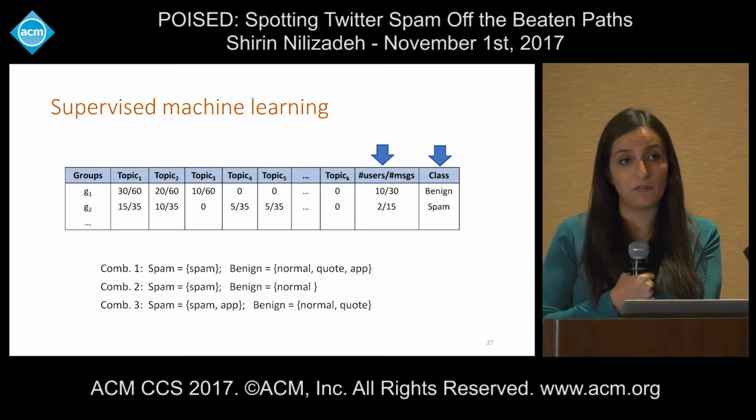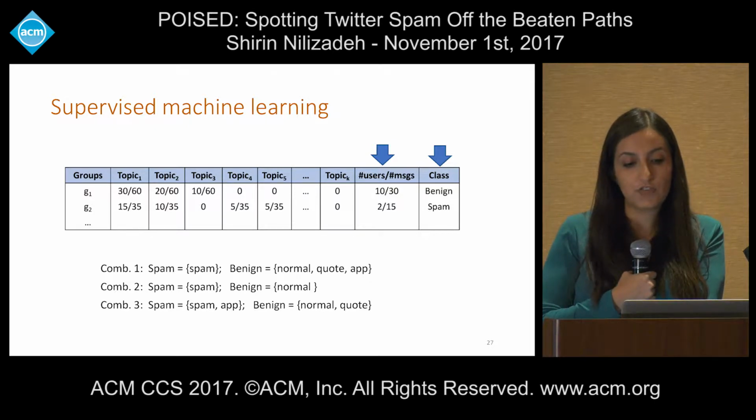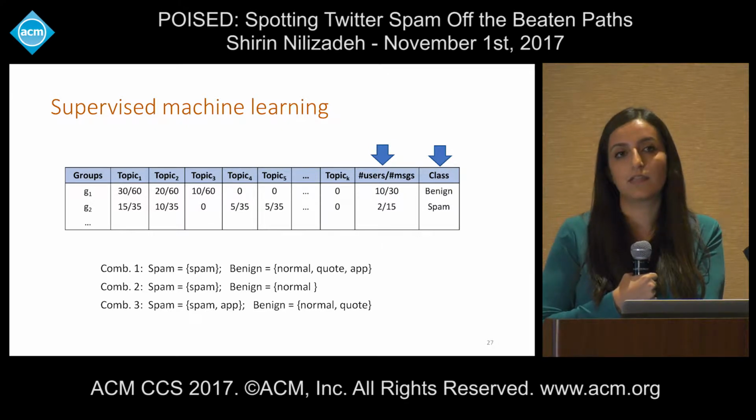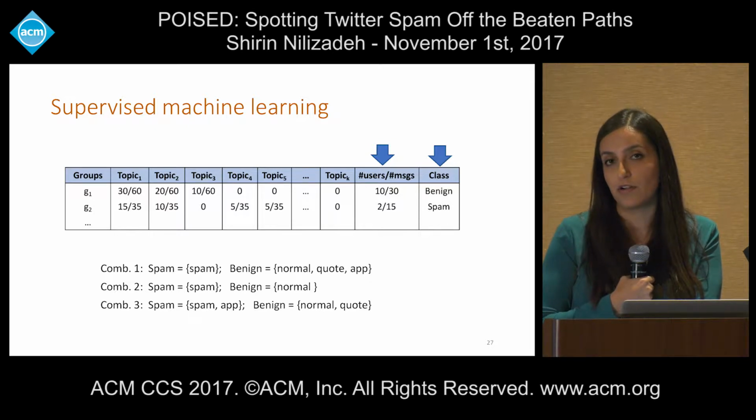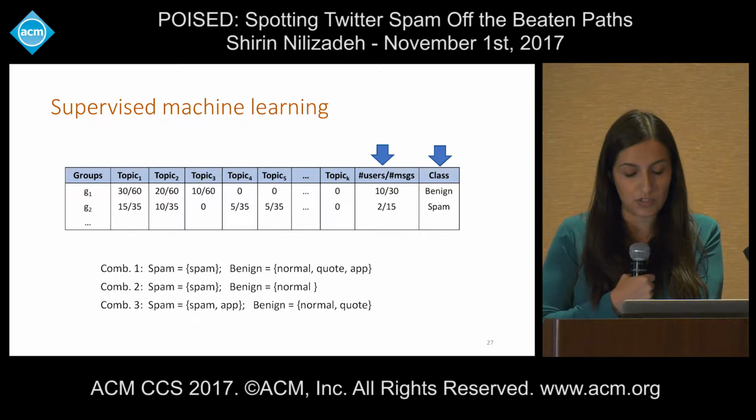After building this probabilistic table, we use machine learning to detect spam, detecting each group of messages as spam or benign. And in the features, we also added the number of users divided by the number of messages, because some of these messages are only posted by one user. Some of them are sent by many users, and that can be an indicator.